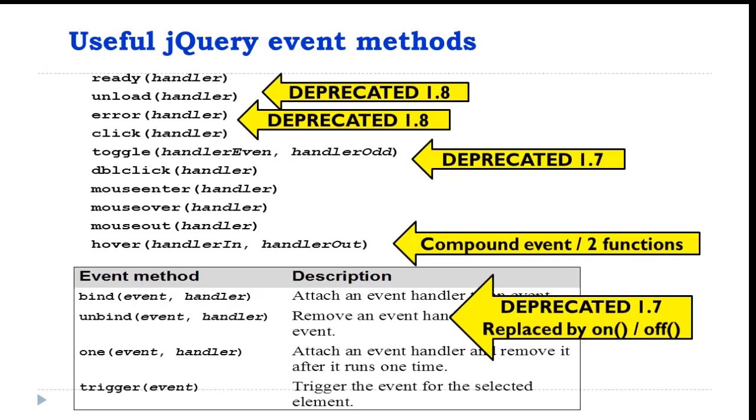We have already looked at the click event, also known as an event method, and there are some others. The ready event, we're familiar with that. Now, the unload and the error event, they were deprecated. All right. The click event we're familiar with. The toggle event is also deprecated. And here again, the author refers to these as event methods.